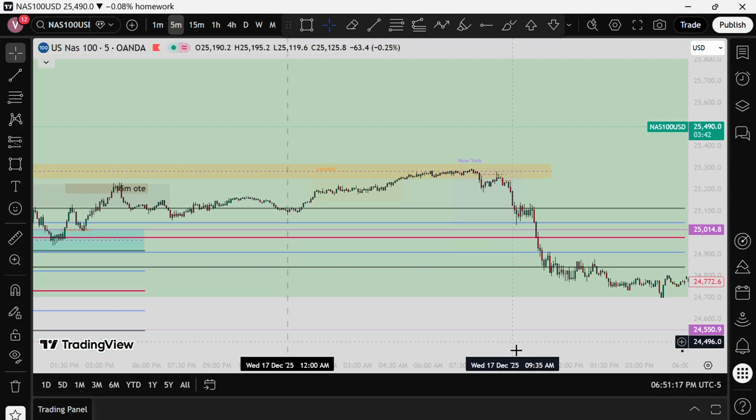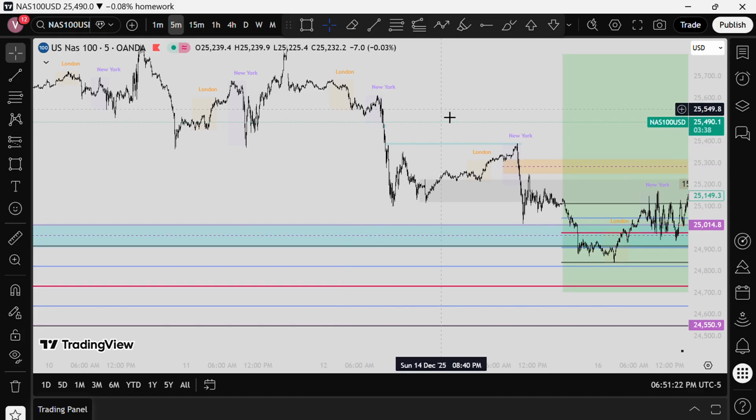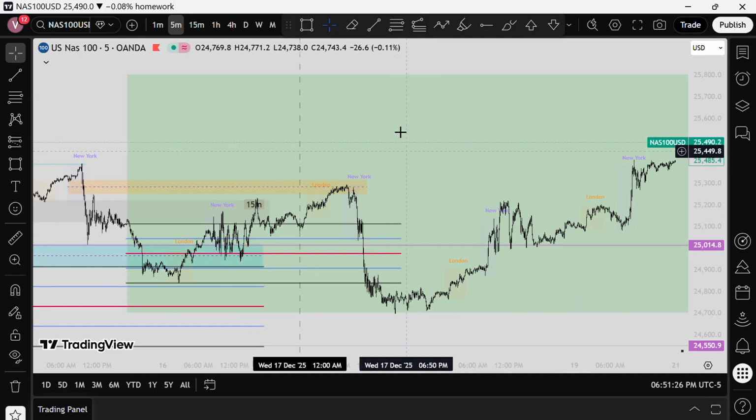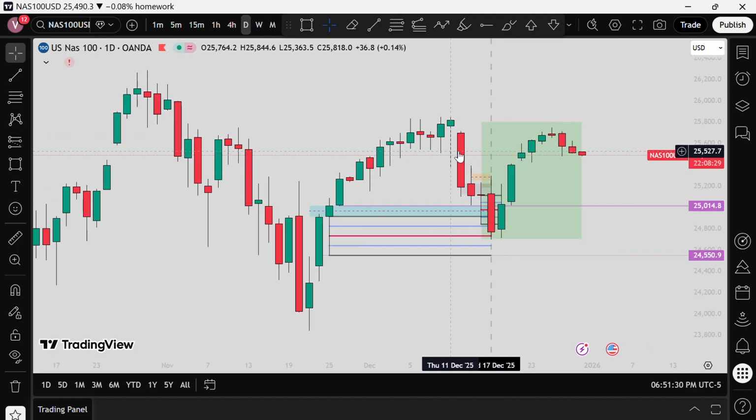This was us navigating the charter content's first price action model on days 15th, 16th, and 17th of December in NASDAQ.